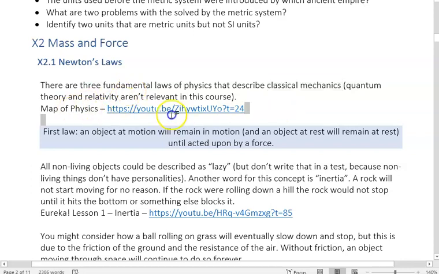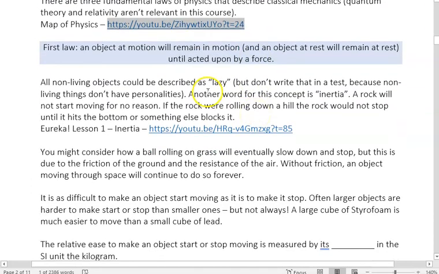If you're more interested in this, you can watch a video on the map of physics, which describes what is considered part of each of these three domains. But I'm not going to go into that in this video.